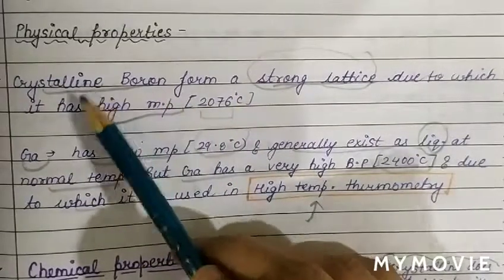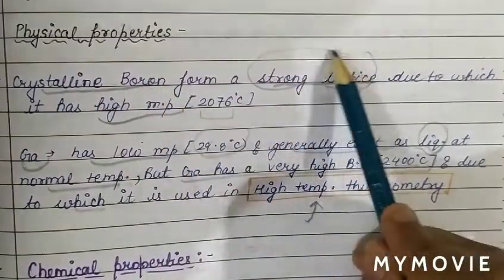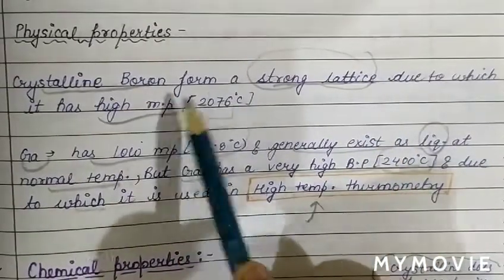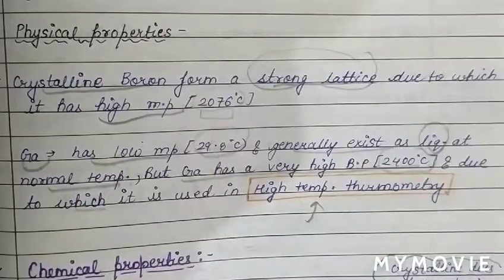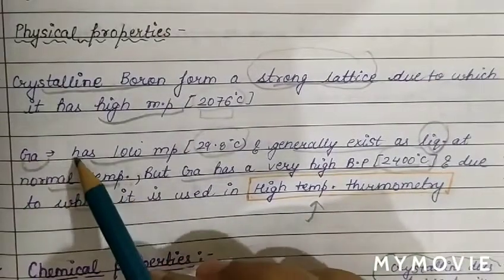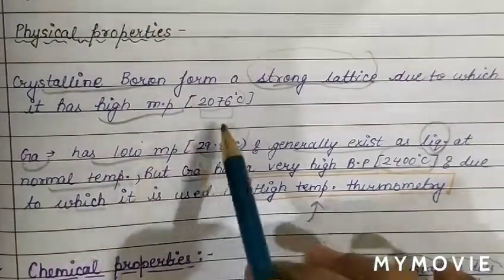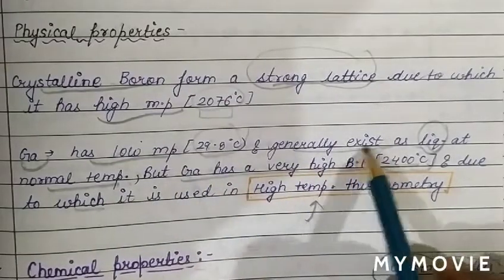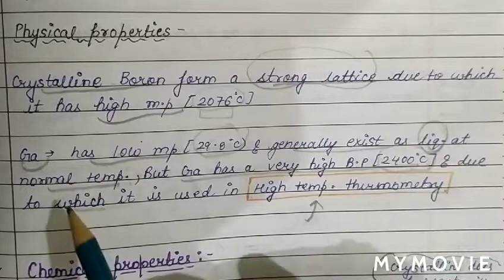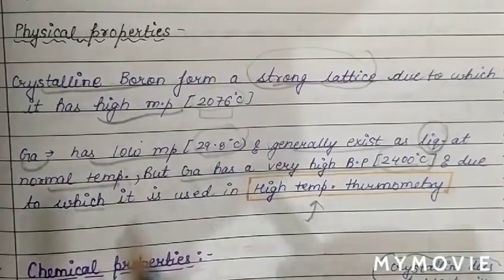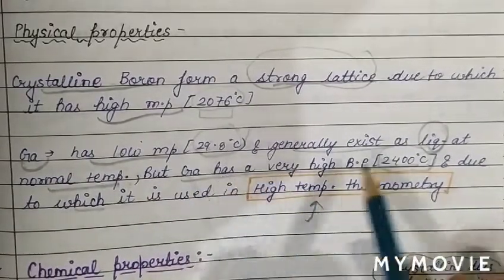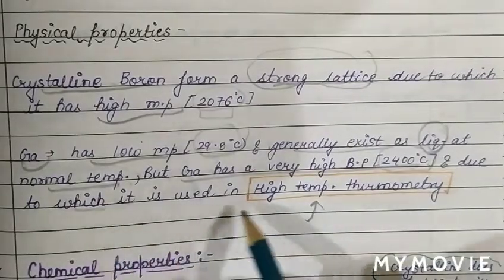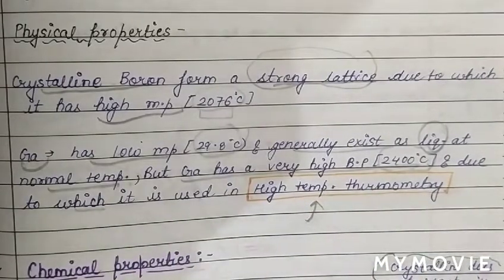Crystalline boron forms a strong lattice, due to which crystalline boron has a high melting point, while gallium has a low melting point of about 29.8 degrees Celsius, and generally exists as a liquid at normal temperature. So low melting point, but the boiling point for gallium is very high, about 2400 degrees Celsius, due to which it is used in high temperature thermometry.